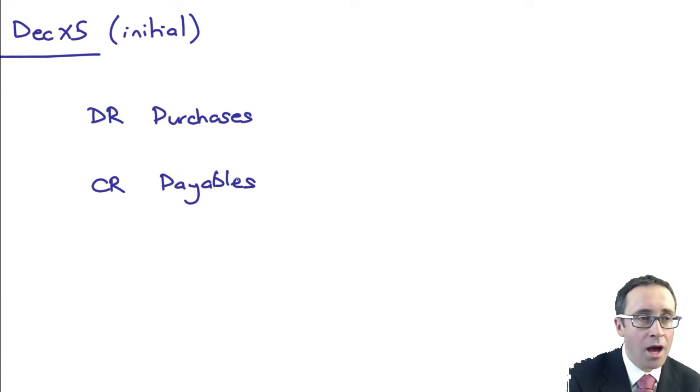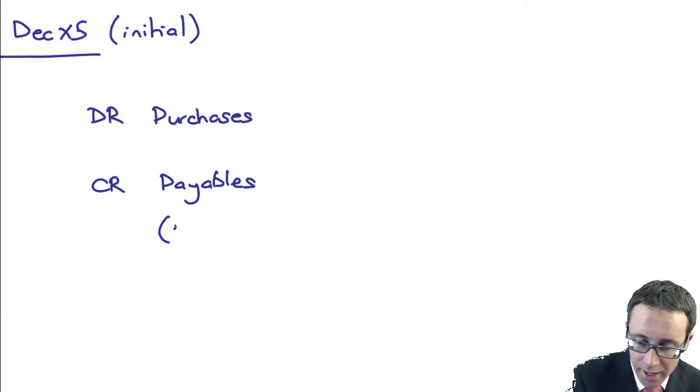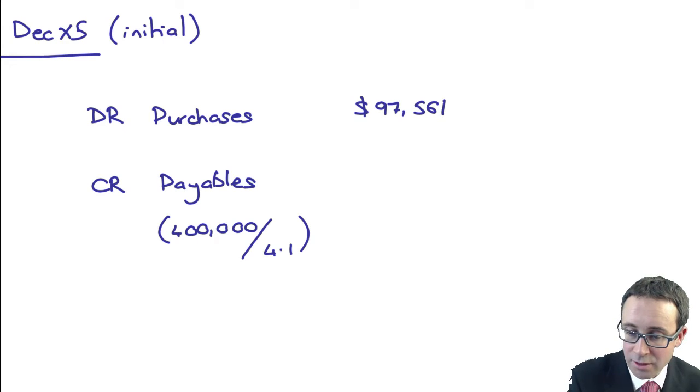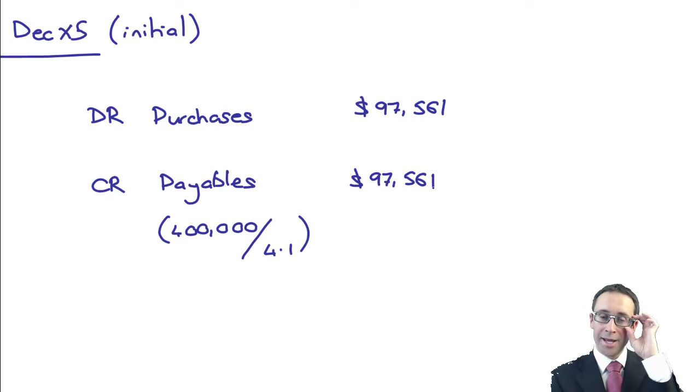The amount of money that we had was 400,000 dinars. It's 4.1 dinars to the dollar. So I think that works out at 97561. There we go. So that's your initial recognition. Debit purchases, increasing the expense. Crediting payables, increasing your liability, isn't it?